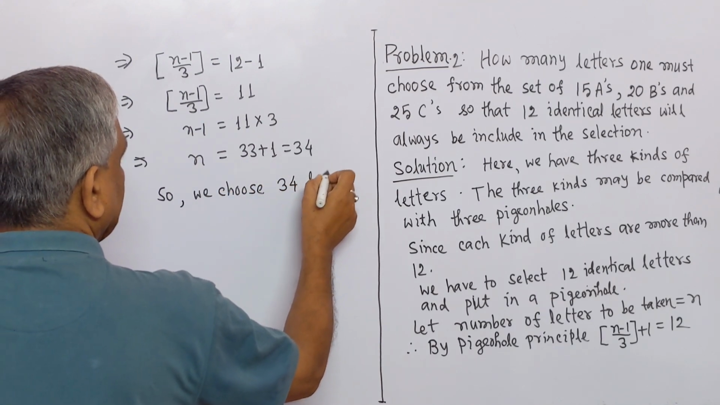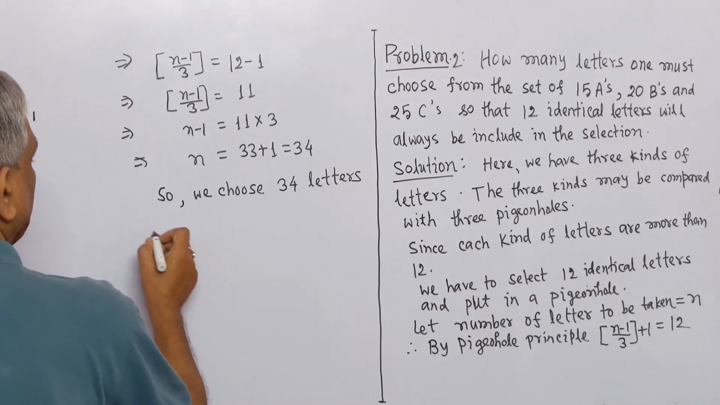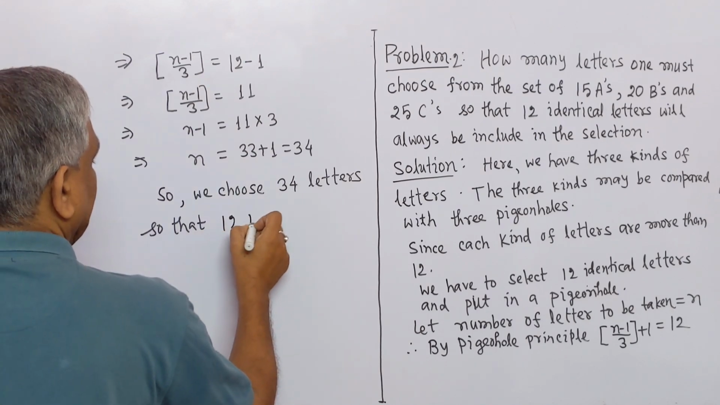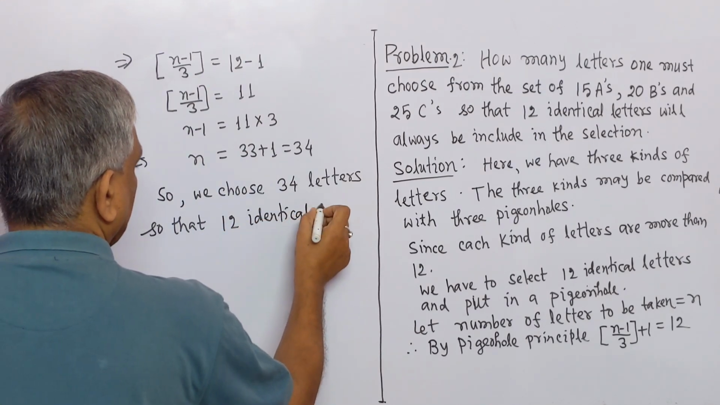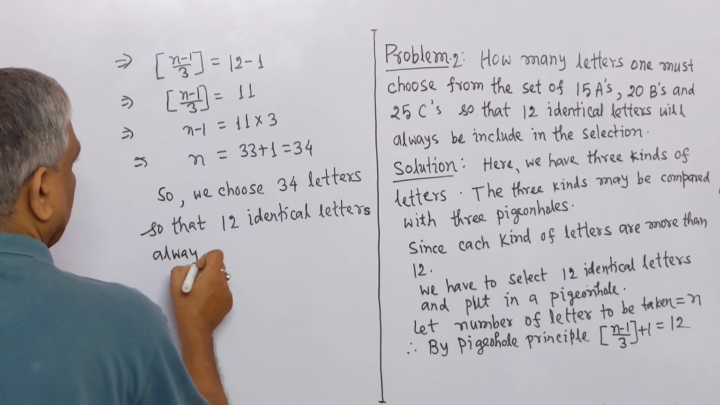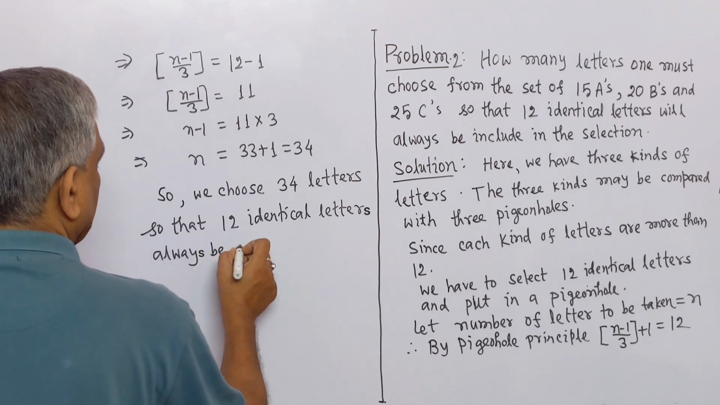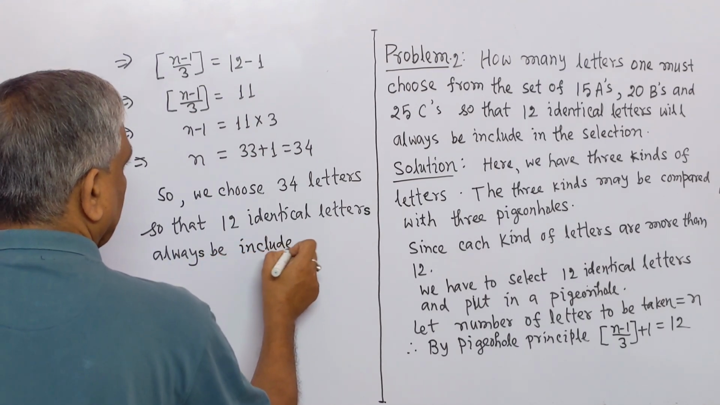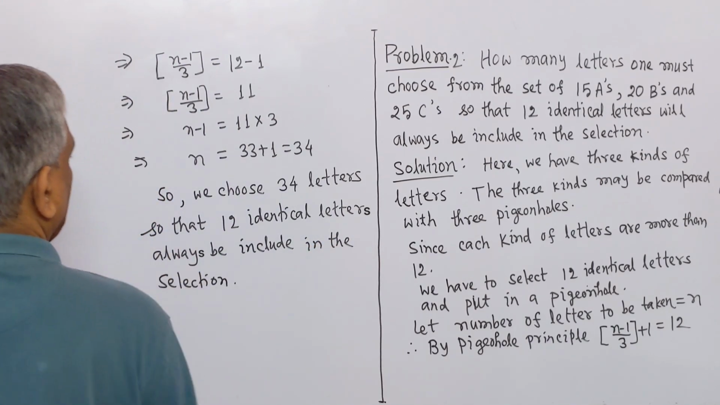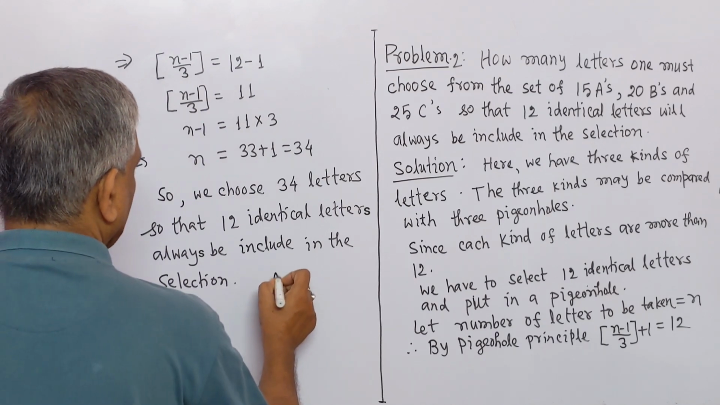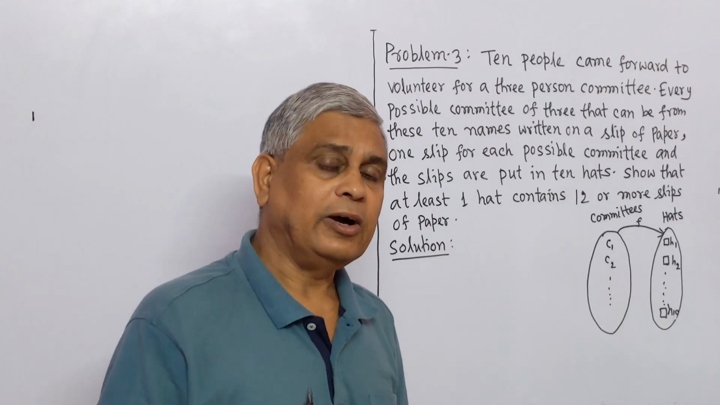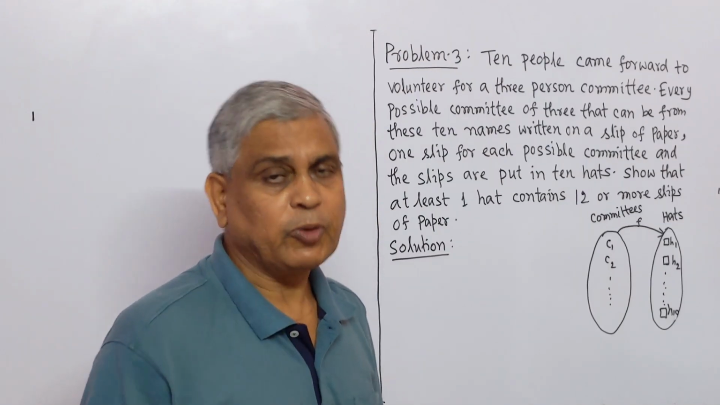So we choose 34 letters so that 12 identical letters will always be included in the selection. So answer is 34. Now we solve next problem.